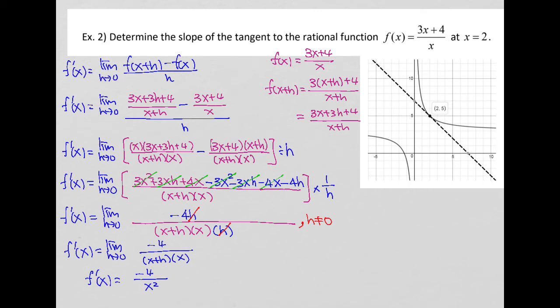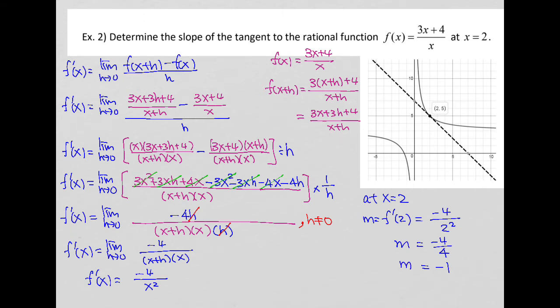This means you can give me any x value, I will be able to give you the slope of a tangent at any x value that you give me. So at this point, we will see the question asks us to find the slope of tangent at x equals 2. So we say this, at x equals 2, the slope of tangent, which is f prime at 2, is going to be negative 4 over 2 squared. Which is negative 4 divided by 4, it's going to be negative 1. So we say the slope is negative 1.